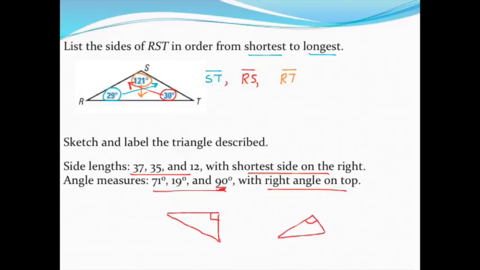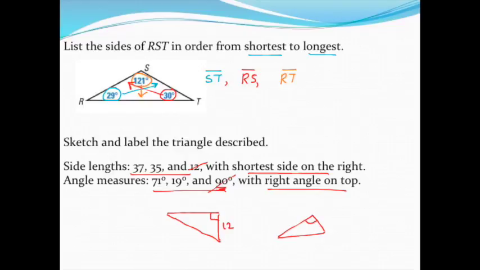So I've labeled my 90-degree angle. I'm going to cross that off. I don't need that anymore. They've also told me to put the shortest side on the right of the triangle, so the shortest side has to be 12. So that's what they've told me. Now you may think, well, I can just put the other numbers wherever I want to, but remember, be careful, the shortest side has to be across from the smallest angle, and the biggest side across from the biggest angle.